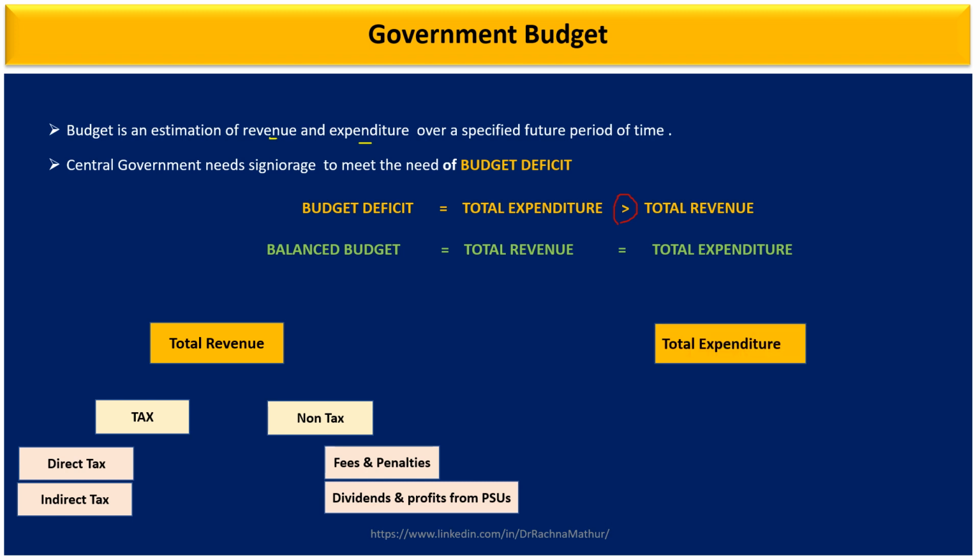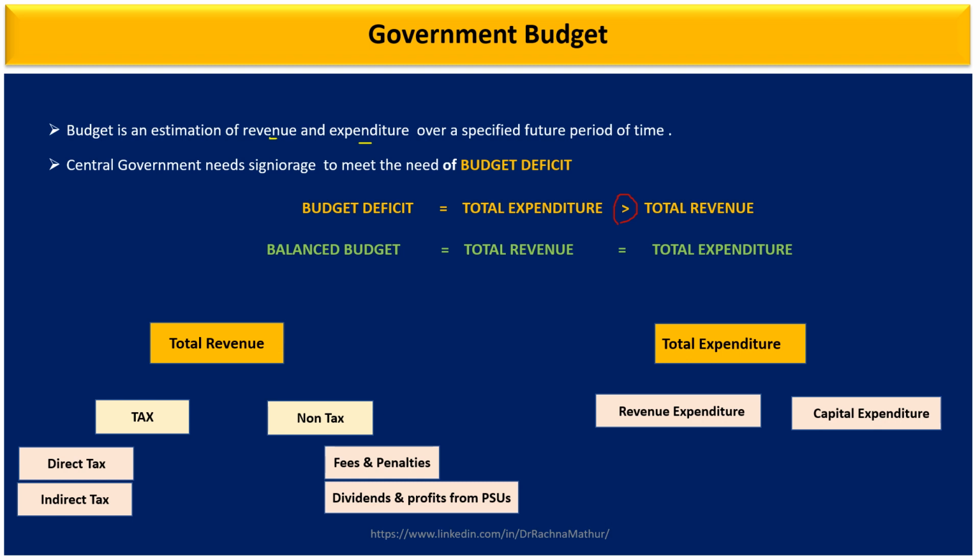Total revenue must be equal to total expenditure, which comprises revenue expenditure and capital expenditure. So when the total revenue is equal to total expenditure, the budget is said to be a balanced budget. A balanced budget is not at all a problem for the government. The problem comes up when the budget is in deficit.